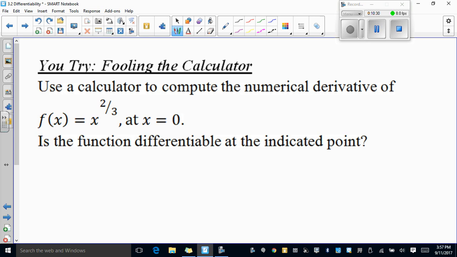X raised to the 2 divided by 3 power. And I want also this one evaluated at 0. And again, it gave me f prime at 0 equals 0. But why is this not differentiable? This is where you need to recognize this. Even over odd is a cusp, that special case of a corner.